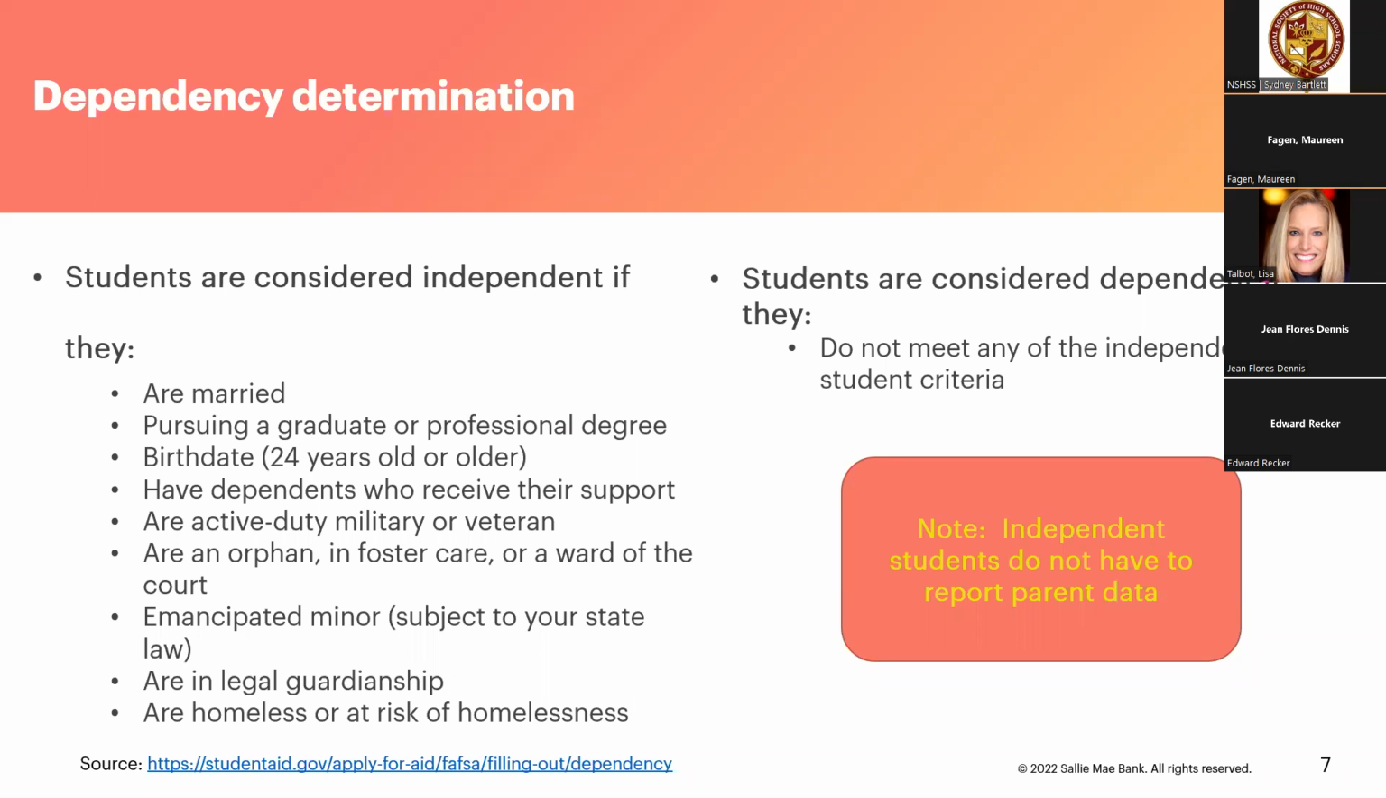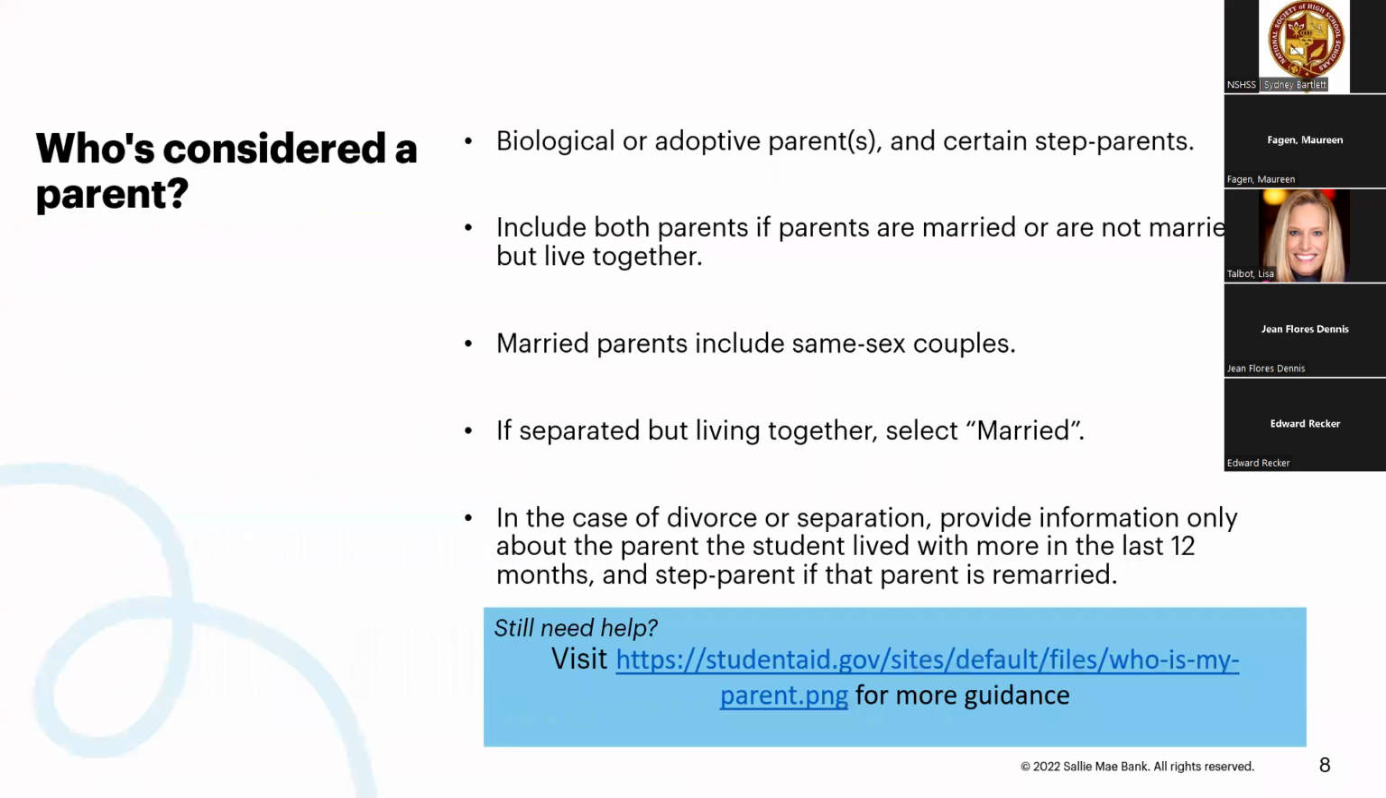So it's important to understand that as you go through the FAFSA, there are some FAQs as you progress through, which is really, really helpful. But that said, again, most undergraduate students are dependent. And then once you've determined the dependency status, you will then need to determine which parent or parents will need to fill out the information on the FAFSA.